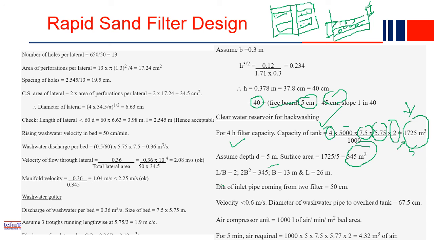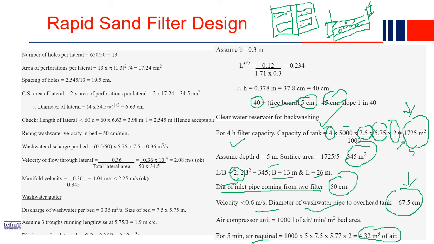Again, the length by breadth ratio we can consider as 2. From there you compute b and l values, right? All these values we already considered in the earlier slide, where we showed a table. The diameter of the inlet pipe will be 15 centimeter, and you can easily compute the velocity and the diameter in the wastewater pipes. If you plug in all these values, you will get them. For the 5 minute air required, you can easily compute how much air is required for the backwashing.